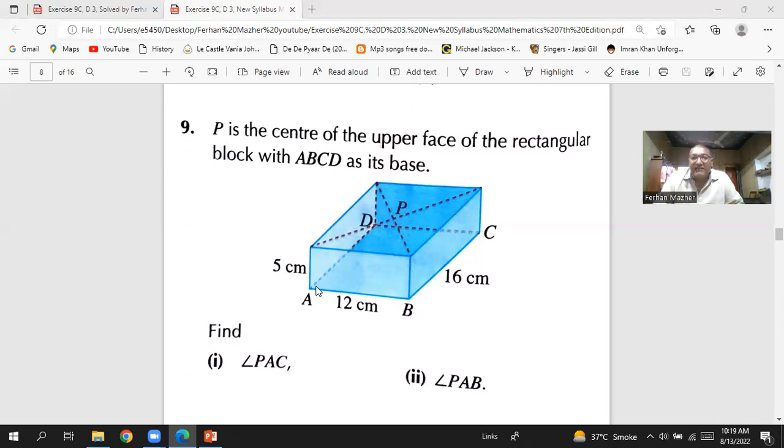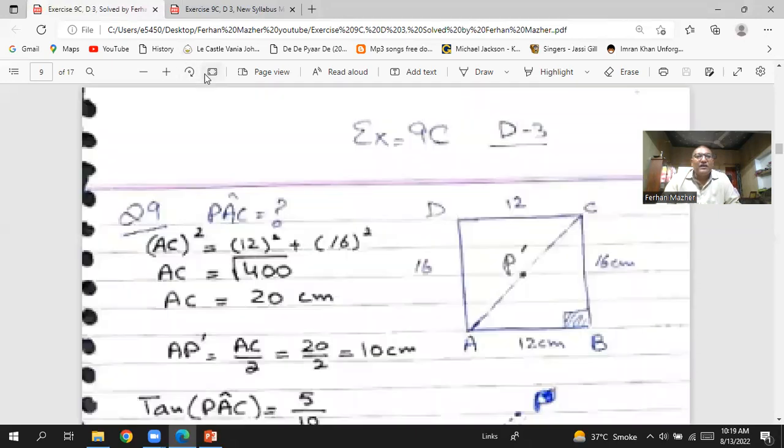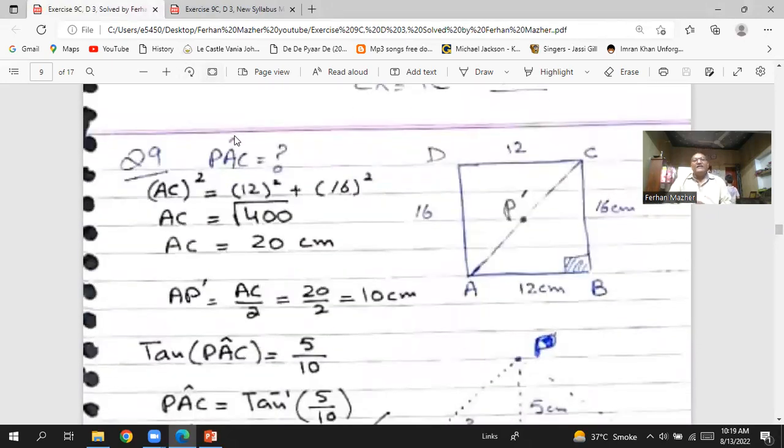I will apply the Pythagoras. I will find the AC. So the midpoint of the AC will be exactly below the P. So we can call it P prime. And then we can solve this and we can find the PAC angle. Okay, so here we go. So first of all, I will take that rectangle ABCD, which is the floor, and I will find the AC side. I will apply the Pythagoras on the ABC right angle triangle, and I will have AC square will be equals to 12 square plus 16 square. So AC will be equals to 20 centimeter.